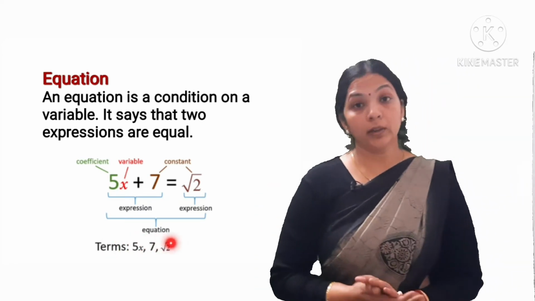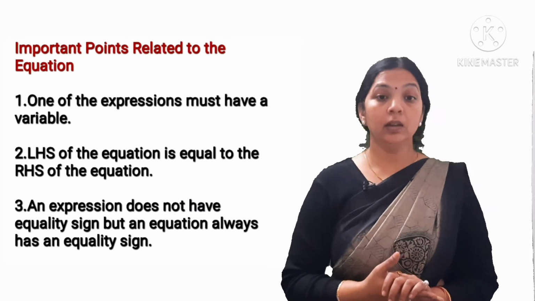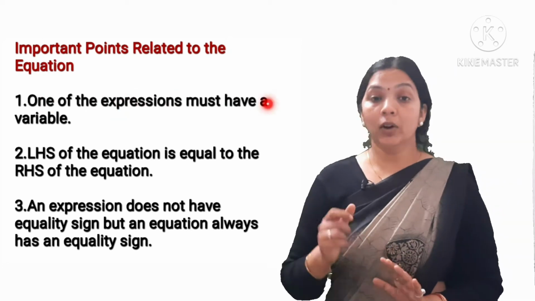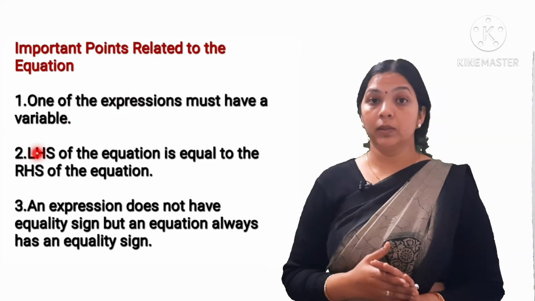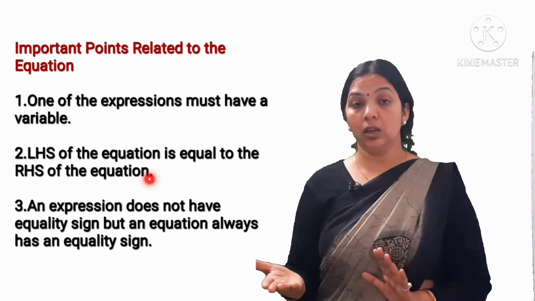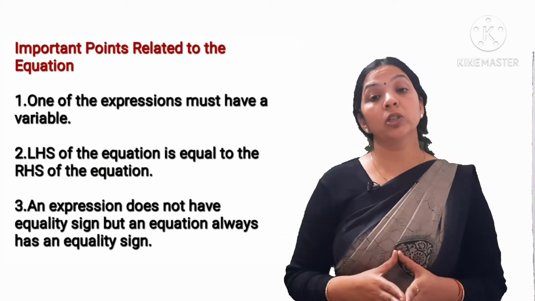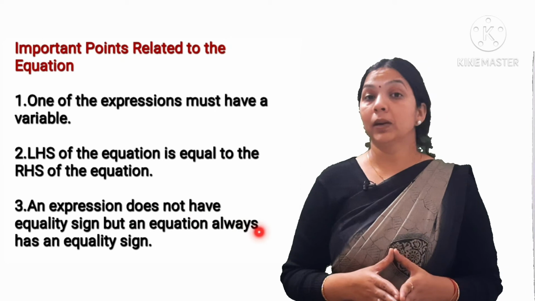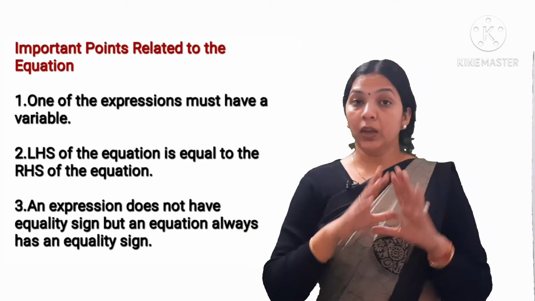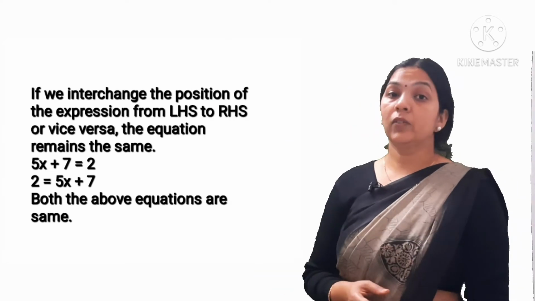Now the important points related to the equation. First, one of the expressions must have a variable. Second, the LHS of the equation is equal to the RHS of the equation. That means the equation must be balanced. Next, an expression does not have the equality sign, but an equation always has an equality sign. As I explained, if the algebraic expression has the sign of equality, it becomes an equation.